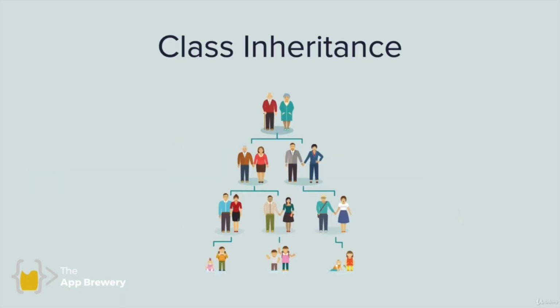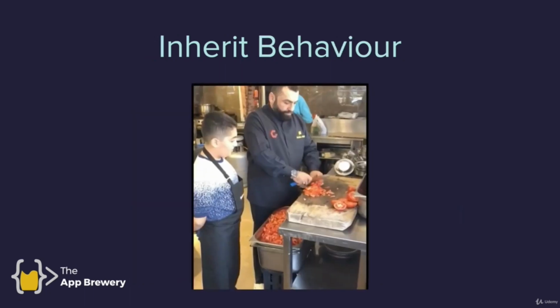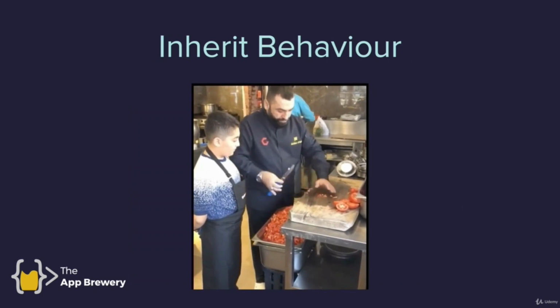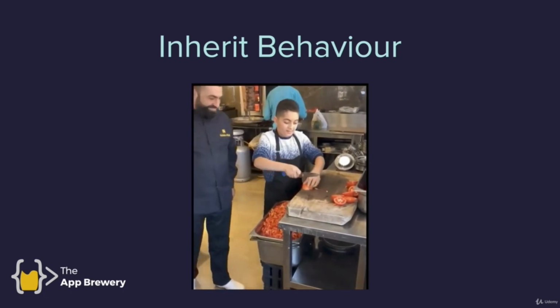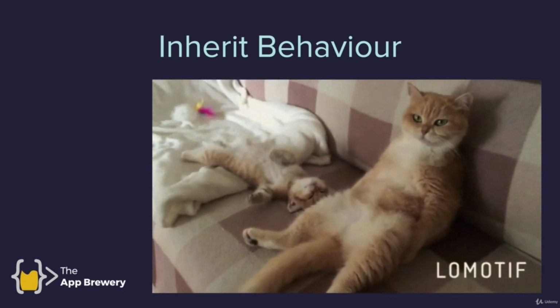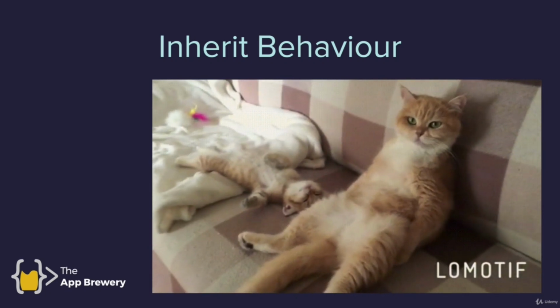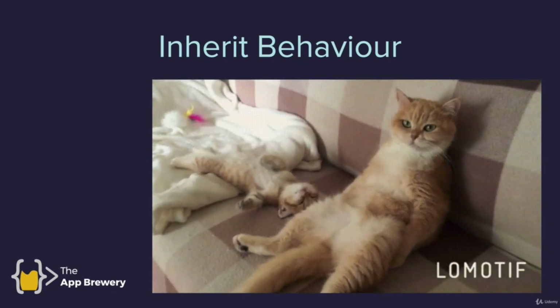When we're talking about class inheritance, you can inherit appearance, so attributes, like for example, if you inherited the same eyes as your mother, or the same nose as your grandfather. But you can also inherit behavior. So maybe you chop tomatoes in the same way that your dad chops tomatoes. And if you believe my mother, I'm lazy in the same way that my dad is lazy. So not only can we inherit appearance, but we can also inherit behavior.